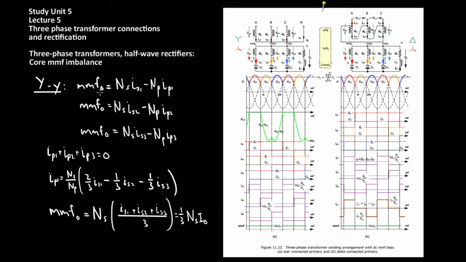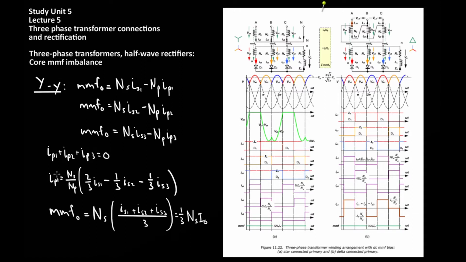So using this MMF0 expression as well as the expression for the sum of the currents, the net DC bias MMF can be calculated. In a star configuration, there is a neutral terminal at the center of the star, and the currents flowing into the terminal must be equal to 0. So all the currents will additively equal 0, meaning IP1 plus IP2 plus IP3 equals 0.